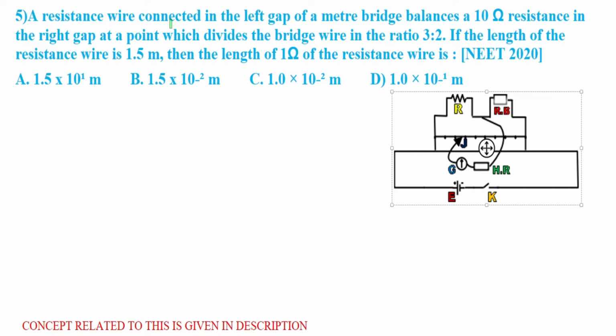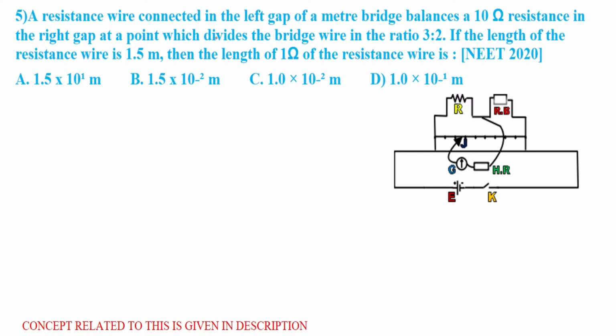A resistance wire connected in the left gap of a meter bridge balances a 10 ohm resistance in the right gap at a point which divides the bridge wire in the ratio 3:2. If the length of the resistance wire is 1.5 meter, then the length of 1 ohm of the resistance wire is. Okay. Now let us see what he gave.